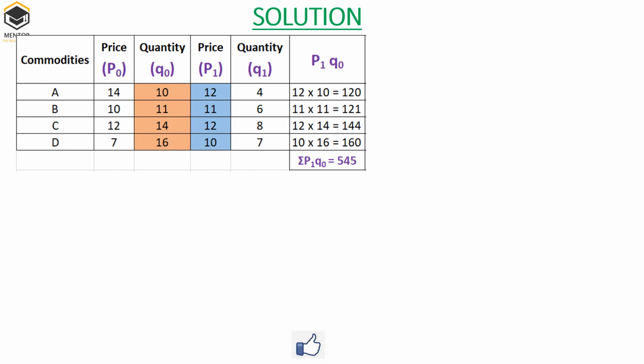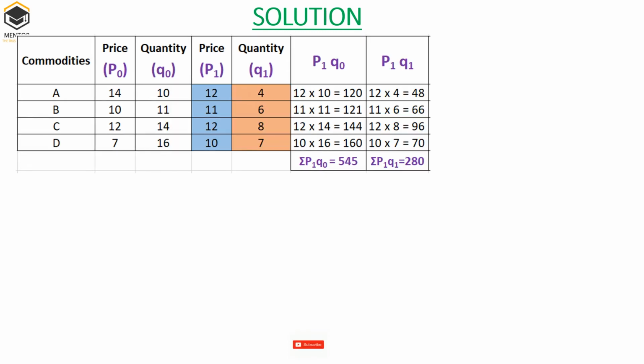This is my first column, P1 Q0. Here I am going to do the calculation of P1 Q0, which is highlighted here, Q0 and P1. I am going to multiply these, and at the end do the summation. The summation value I will have is 545. Next I will have P1 Q1. I multiply these two and get the summation value 280.